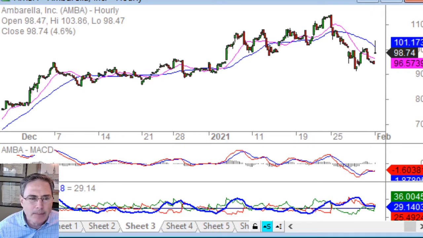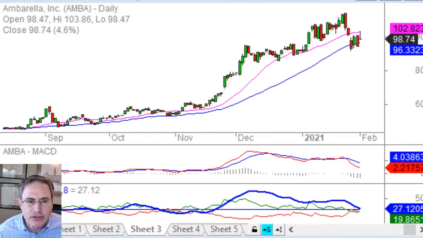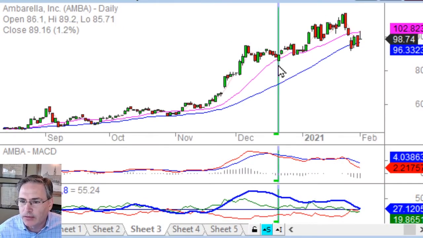I'm pretty much looking for the signal that took place here, right at this level. And my reasoning is that's where we caught up on the daily chart. We finally caught up, and I'll just mark this on the chart.